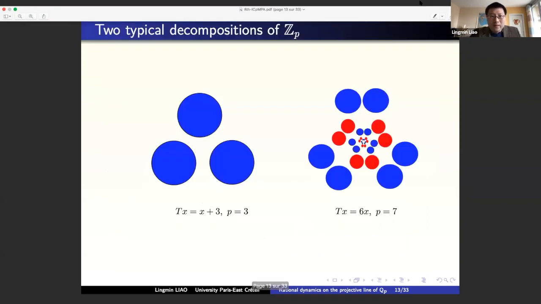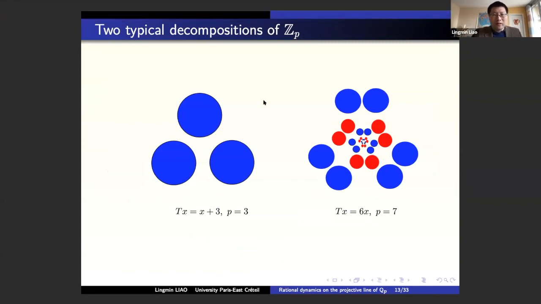Yeah, so just to give you 2 pictures, this is one example. Your polynomial is just x plus 3 on Z3. And on Z3, you will find you have 3 minimal parts. If you take a point, then it will go here. But another one is a little different. Just 6x. And then in this dynamics, on each sphere, you have three minimal parts. And this thing I call 1 minimal part. One point will go there, there, there, there, and so on.